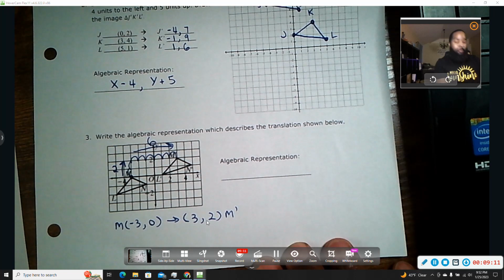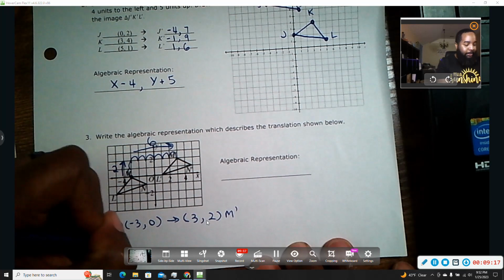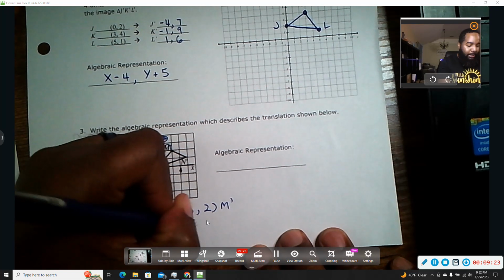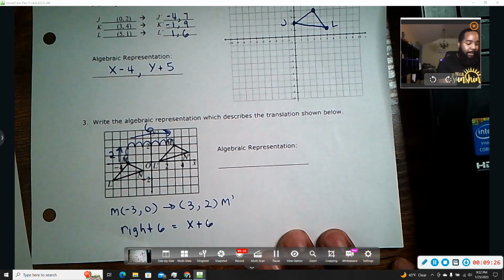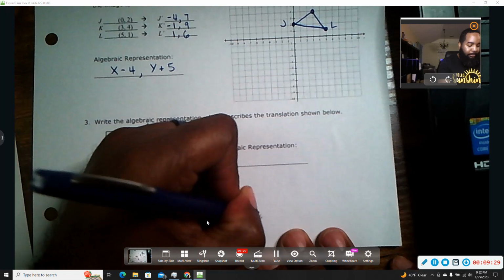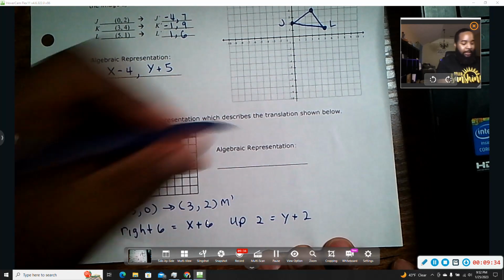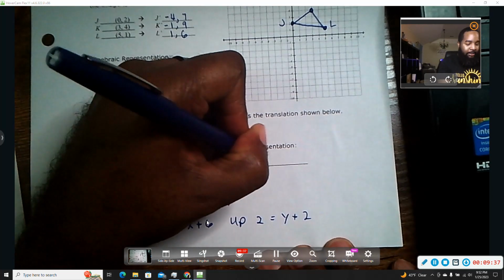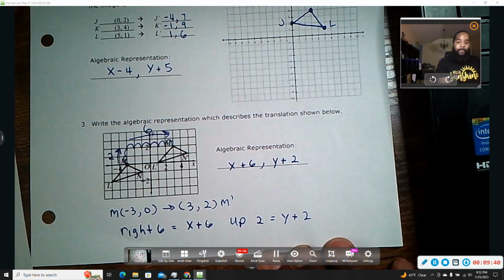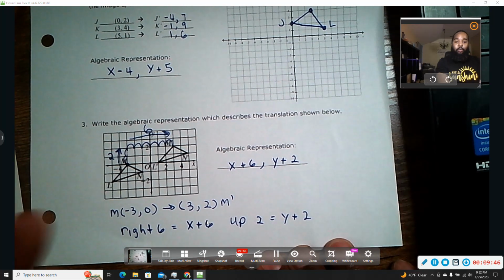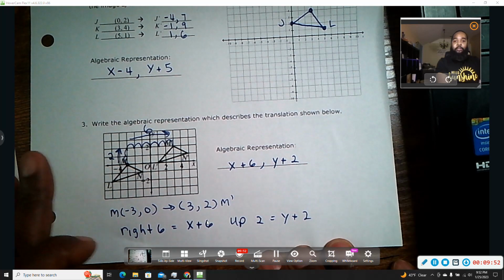Okay? So to the right, based on our number line that's at the top of our paper that you should have drawn, says right 6 equals x plus 6. Okay? Up 2 equals y plus 2. So if we put that all together, this should be x plus 6 comma y plus 2. Okay, so you should be able to use the information that's on the first page to go work through the back. Please let me know if you have any questions with this, and then we will work through that. Okay, thanks.